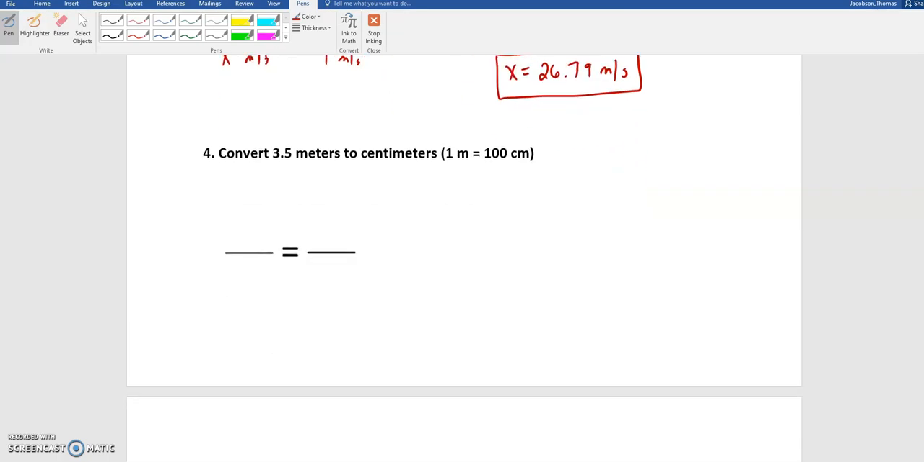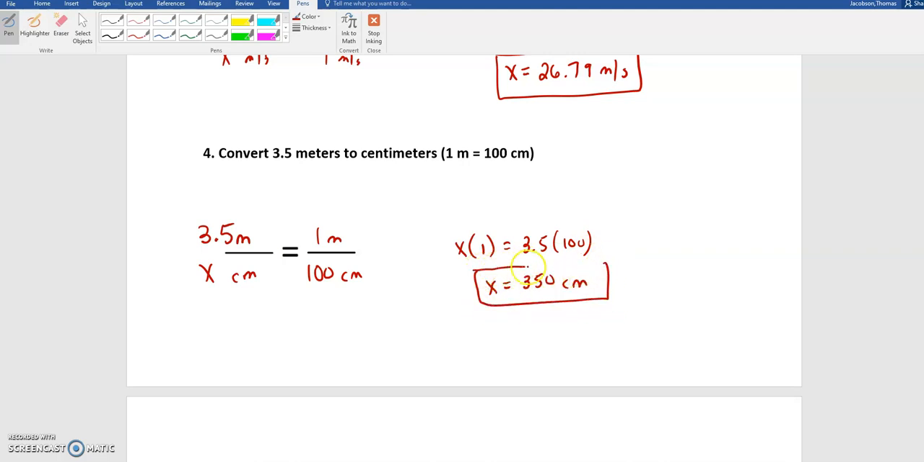And then the next one, 3.5 meters is some x amount of centimeters. And I know that 1 meter is going to equal 100 centimeters. And I'm going to do x times 1 equals 3.5 times 100. And x is just going to equal 350 centimeters.